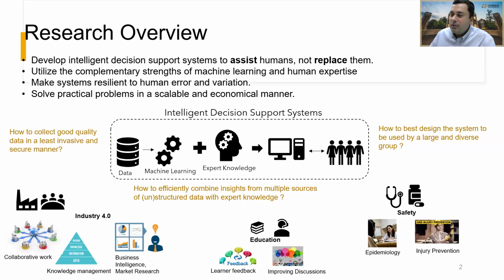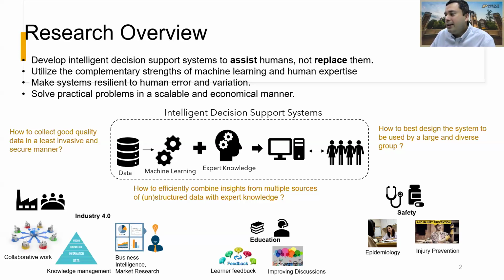There are some key questions related to it, because these AI models are very dependent on good quality training data, which is hard to collect. So one of the key questions is how can we collect good quality training data in the least invasive manner and in a secure manner, so that we are able to collect data of real-world physical processes without interrupting the flow. And then, how can we efficiently combine the insights from multiple sources of data, which can be validated through expert knowledge, and also validate the data points that we are collecting?